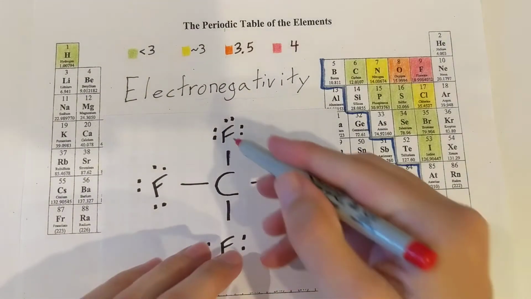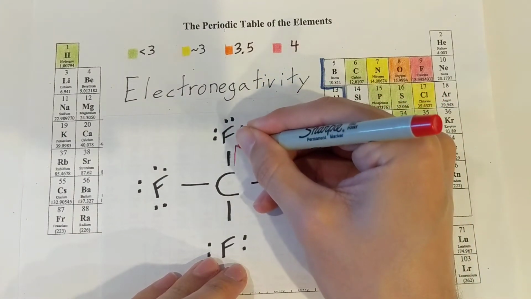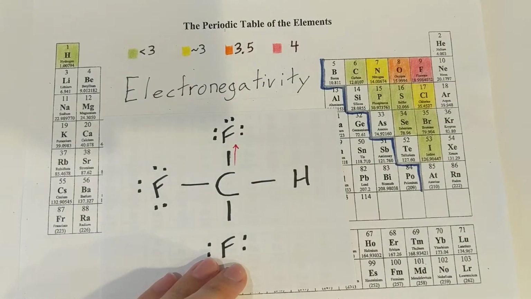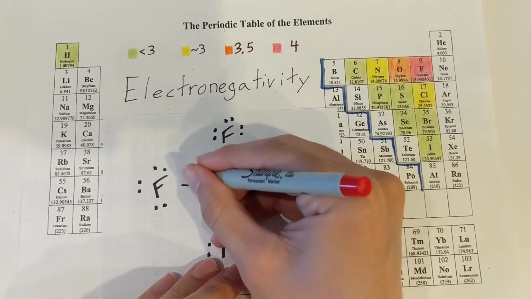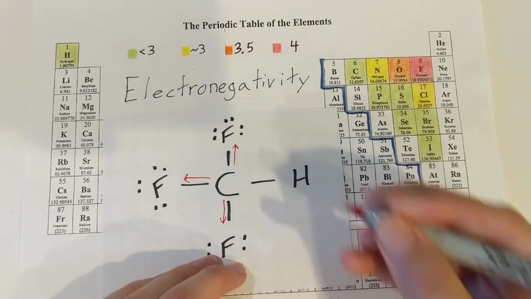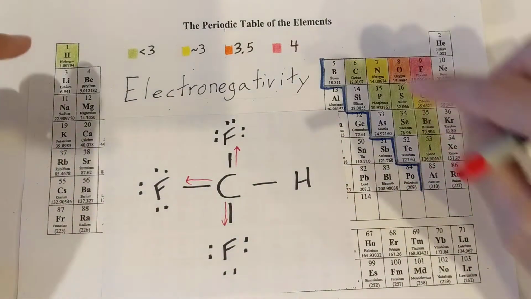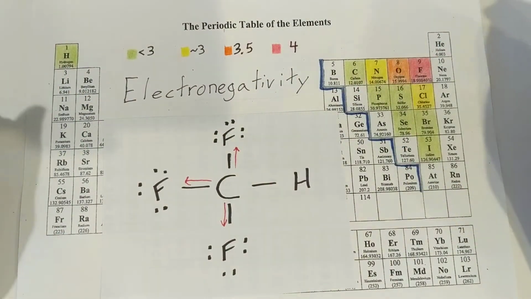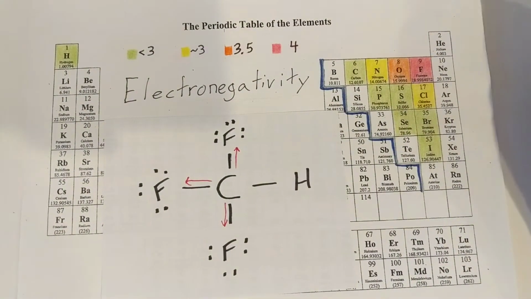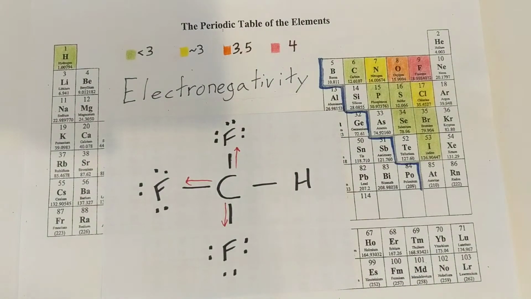So we said that fluorine has a higher electronegativity. So it'll be pulling electrons out that way, pull electrons out this way, and this one will pull electrons out this way. If we take a look at carbon and hydrogen, they have a pretty similar electronegativity. So that electron is going to be nice right in the middle there.